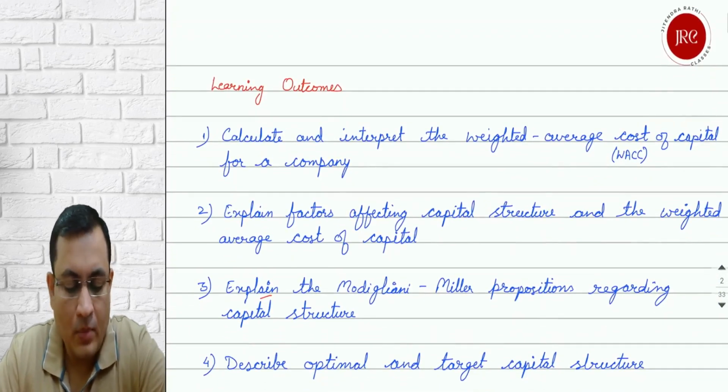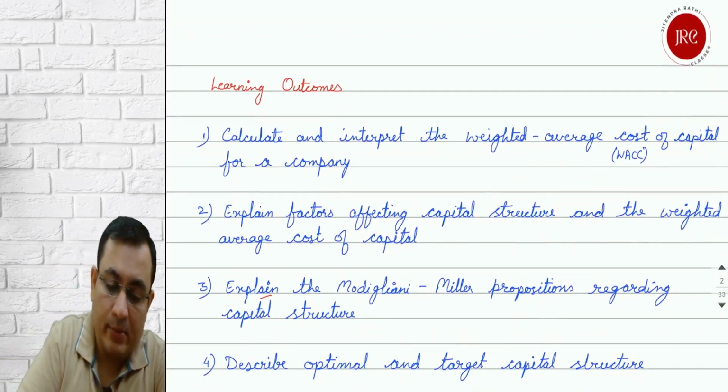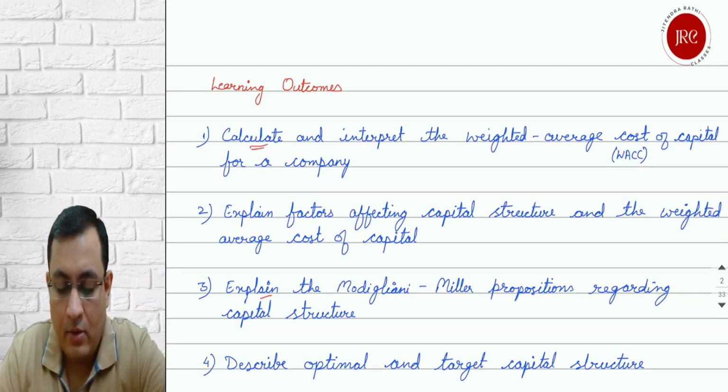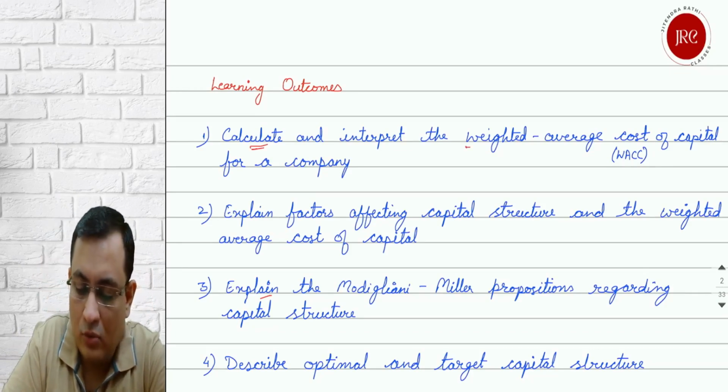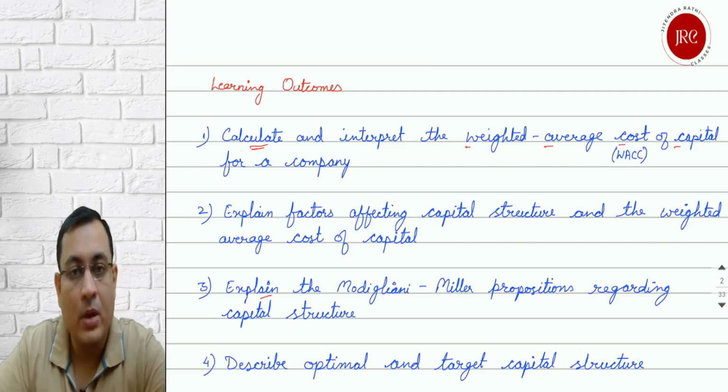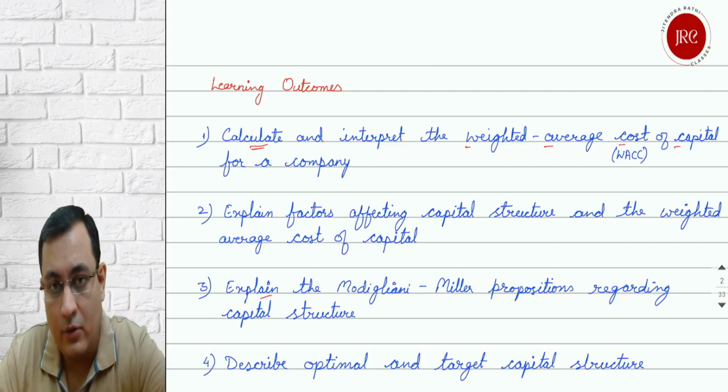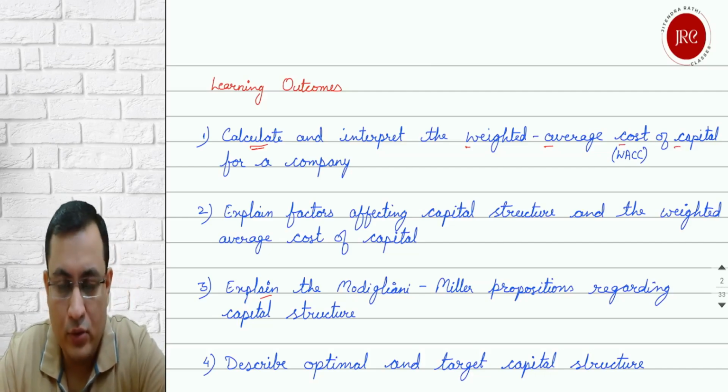First of all, we will try to calculate. Calculate means there will be certain numerical calculation, and interpret the weighted average cost of capital, WACC. So what is WACC and how it is calculated, that we are going to do today.